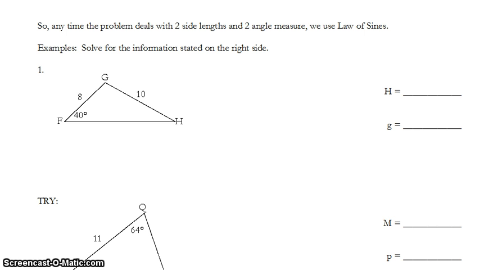In this example, they want us to solve for the information stated on the right side. This h equals means find the measure of angle h. This lowercase g means find the length of the side opposite angle capital G.